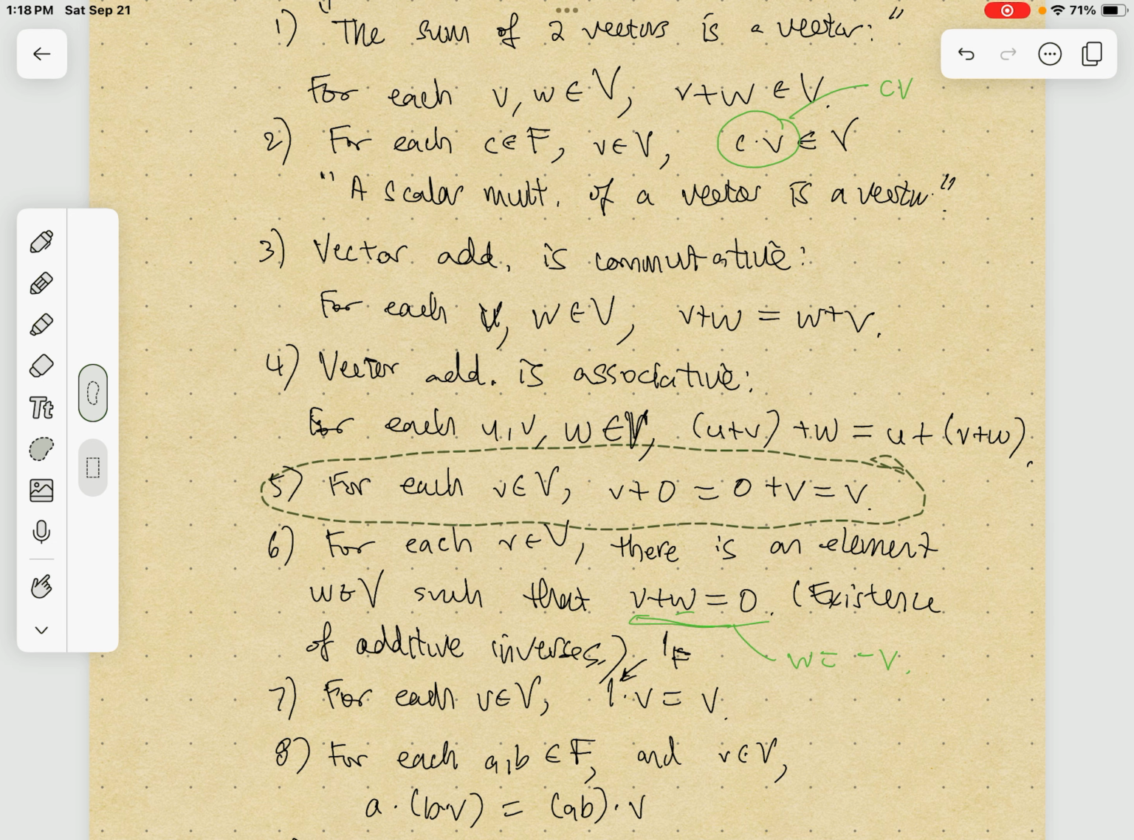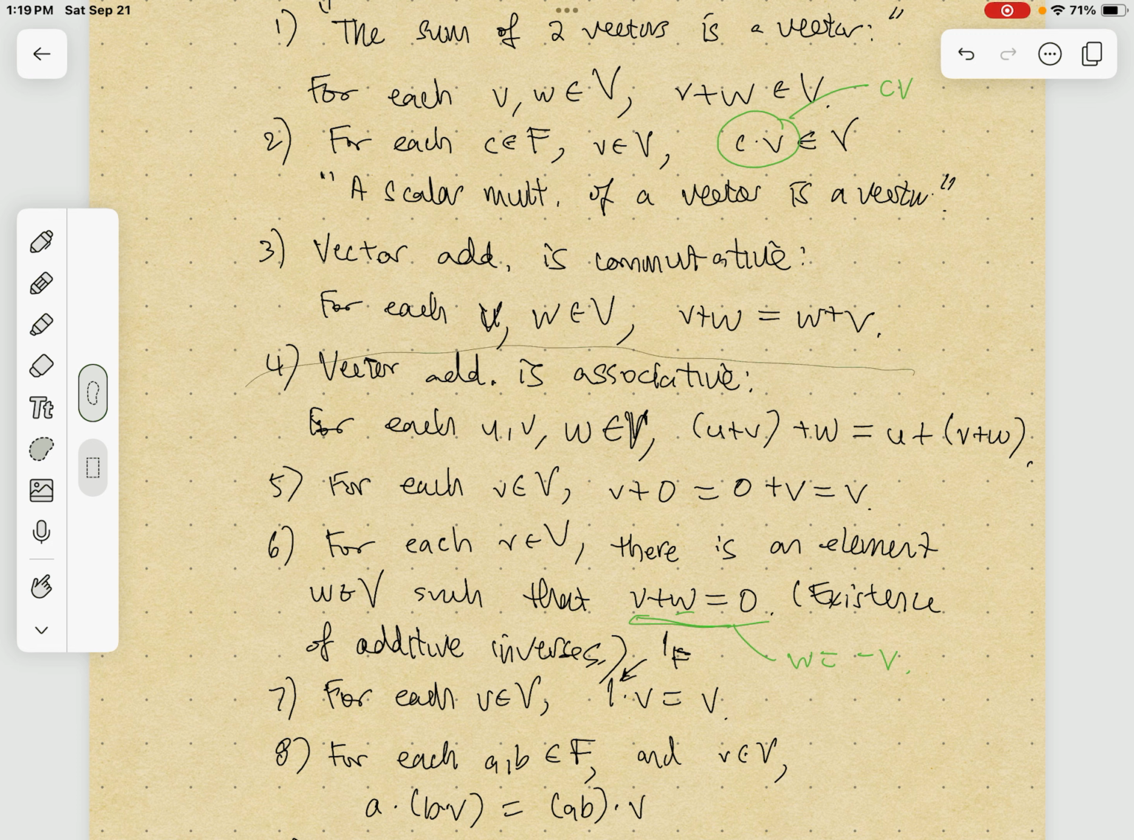Because if you have an element in S, it's already an element of Fn. And we know that whenever you take an element of Fn and add the 0 vector, you get that element. So therefore, if you take an element in S, the subset, and add the 0 vector, you're going to get itself, because that element of S is an element of Fn. So we don't actually need to check property 5.